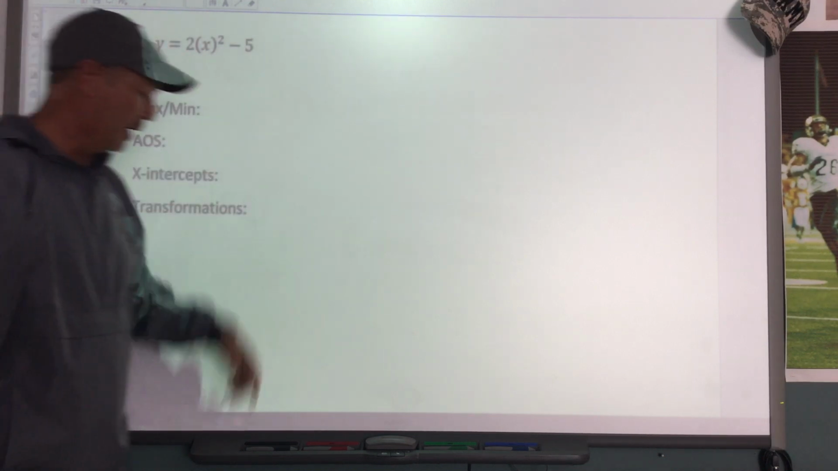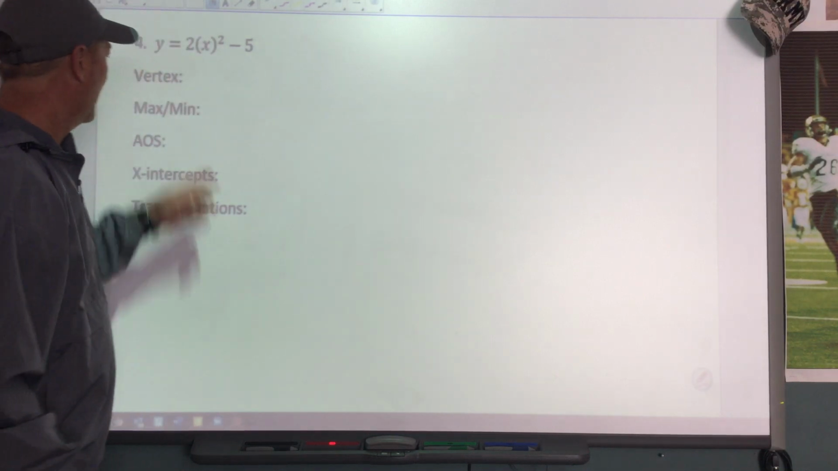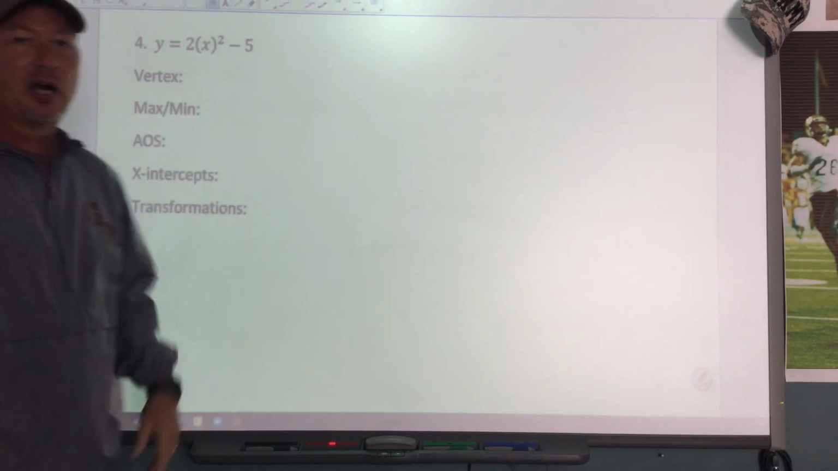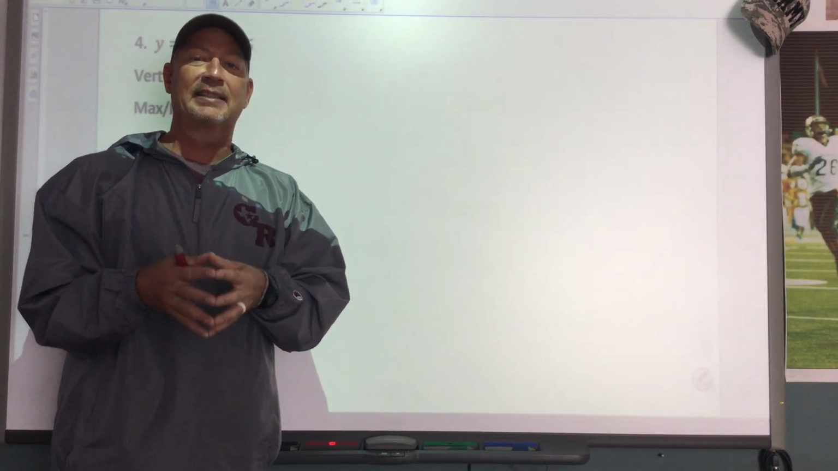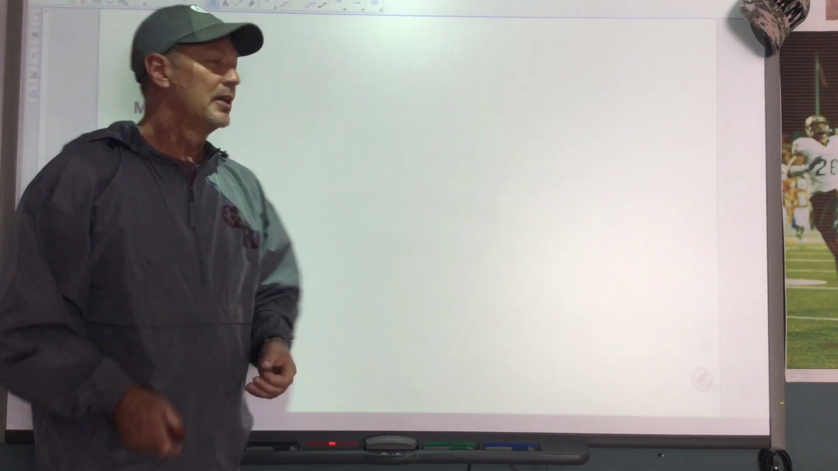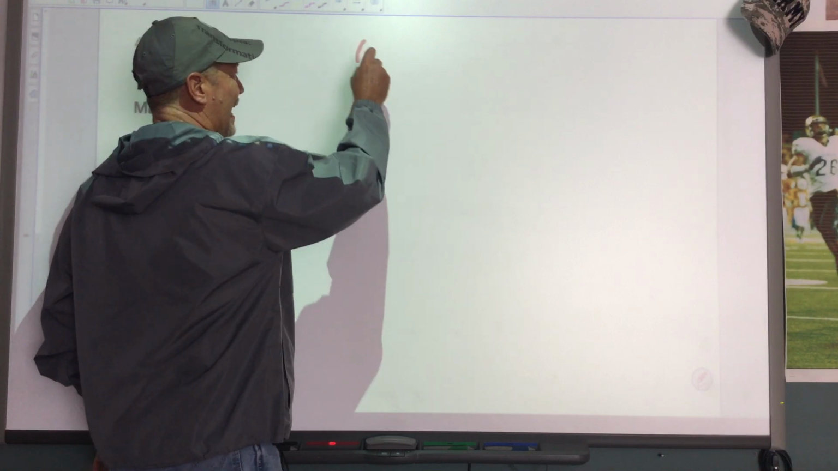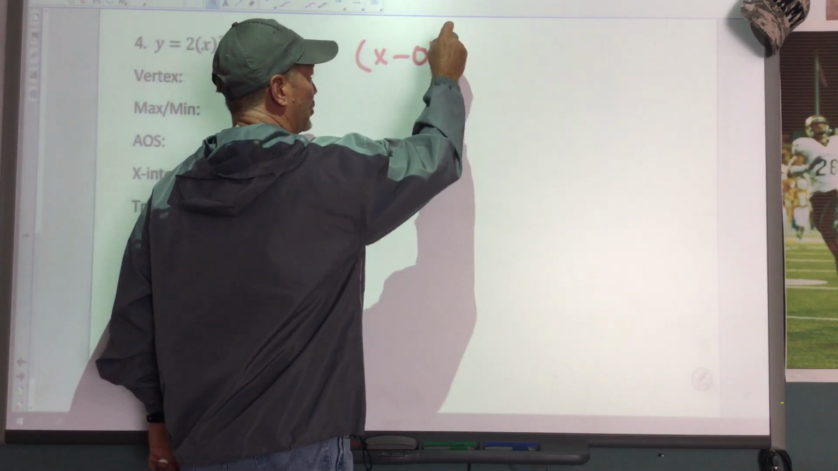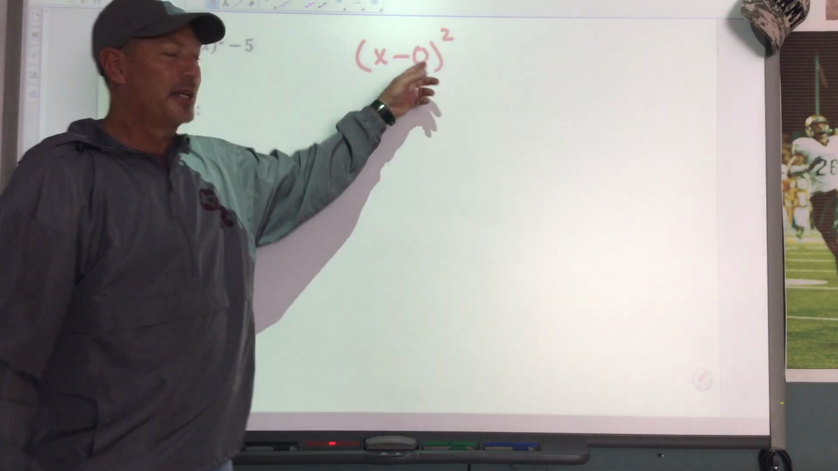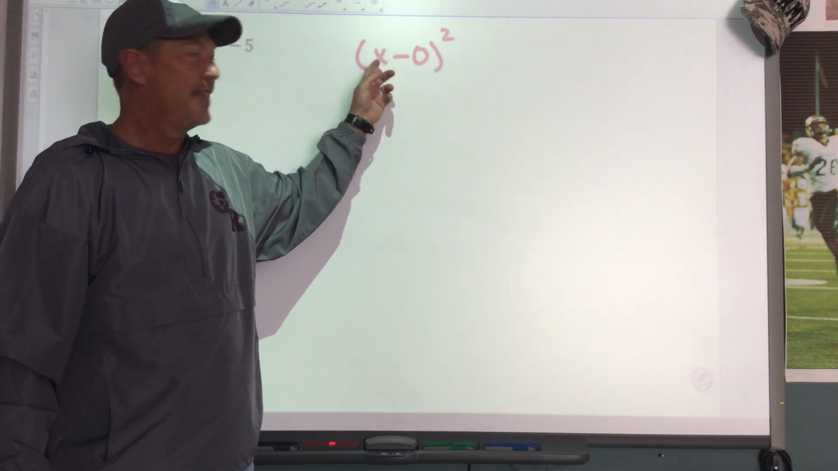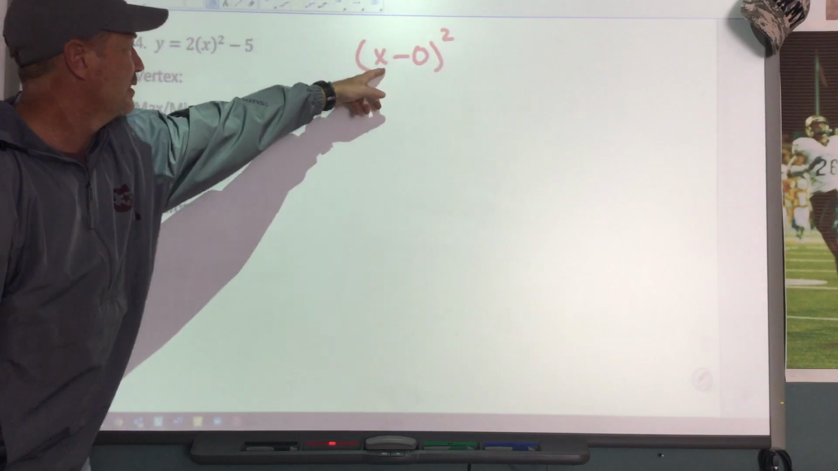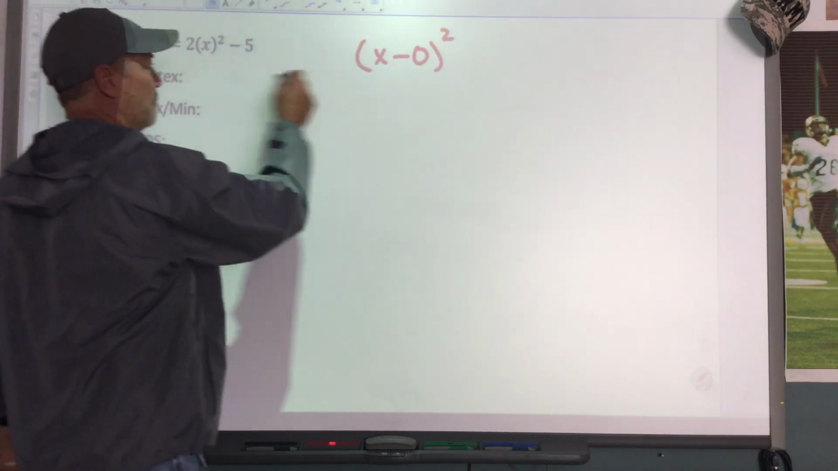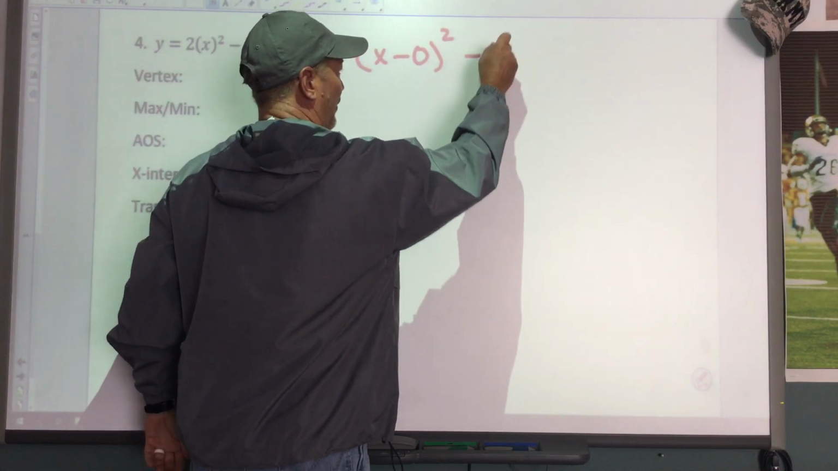Okay, so we have this equation. They're going to ask us for the vertex. But look at this situation. All I have is an x inside the parentheses. So what this means is x minus 0 squared, because x minus 0 is just x, and that's x squared. So this is the same thing as this. Okay? So we have x minus 0 squared minus 5.